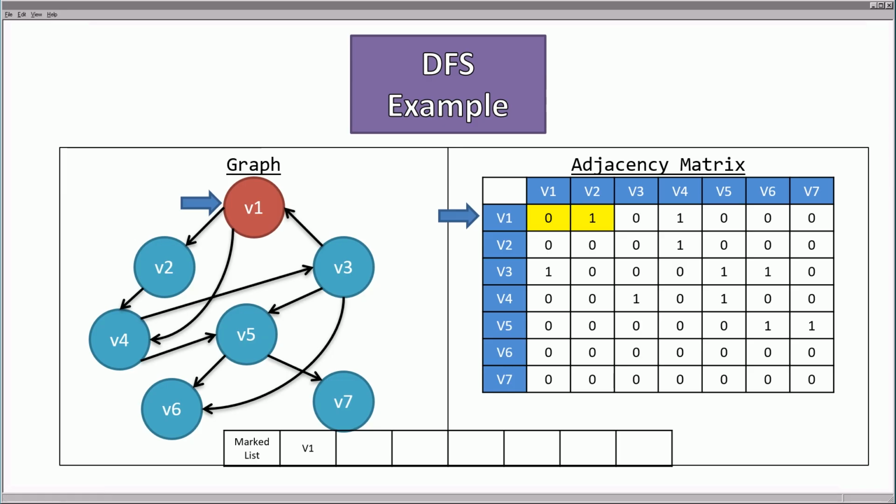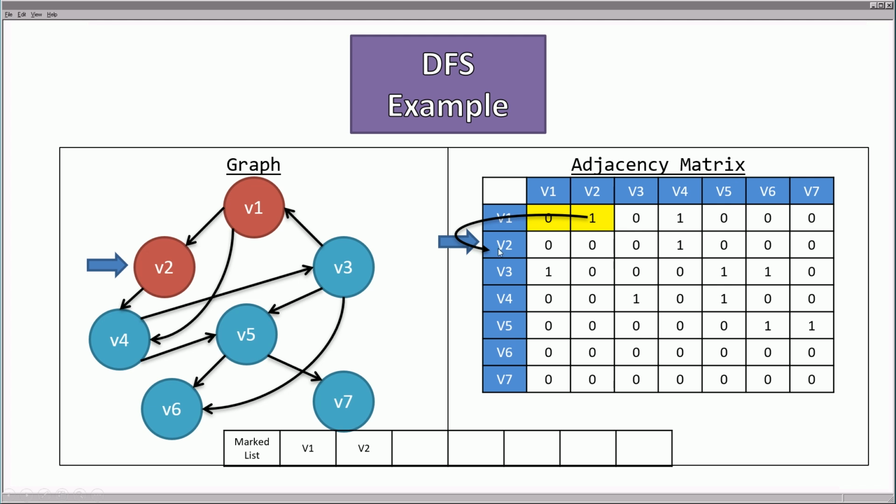v2 is a non-zero value that indicates there is an edge going from v1 to v2. This means we need to travel along that path. Now we've traveled that path. v2 was not a part of our marked list, so next we need to add it to it. Now we need to repeat the exact same process that we did in v1. We have to find that outgoing edge.